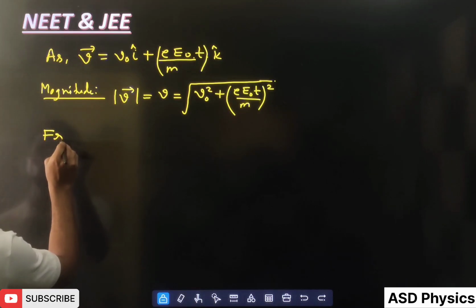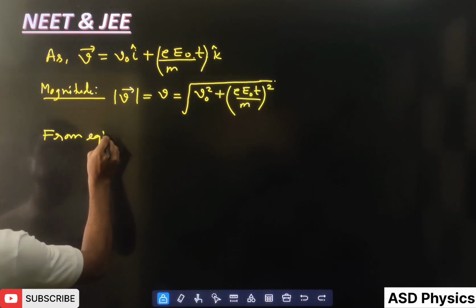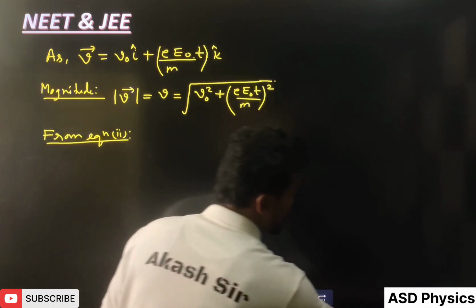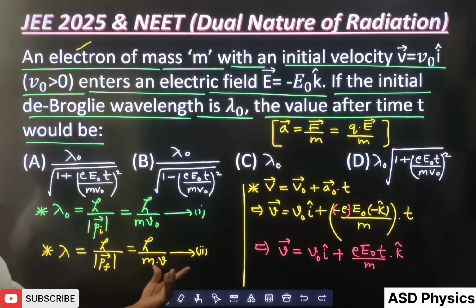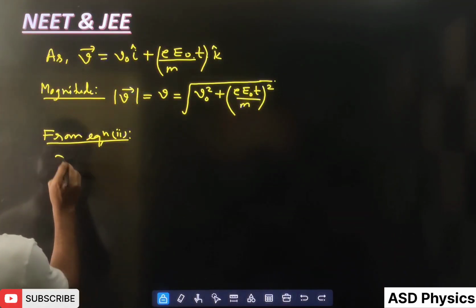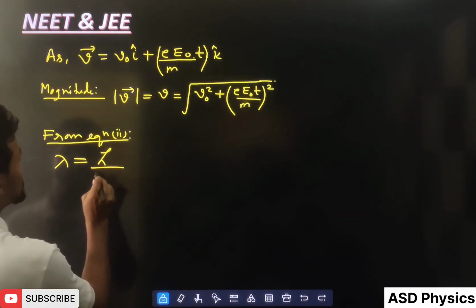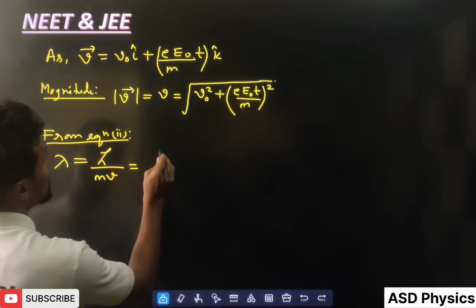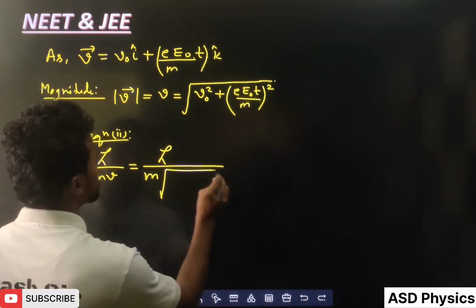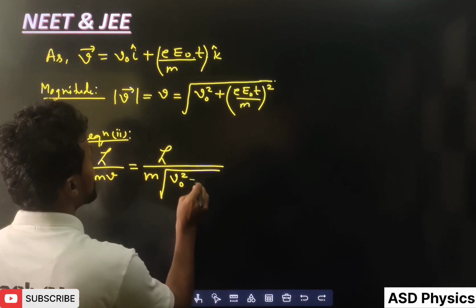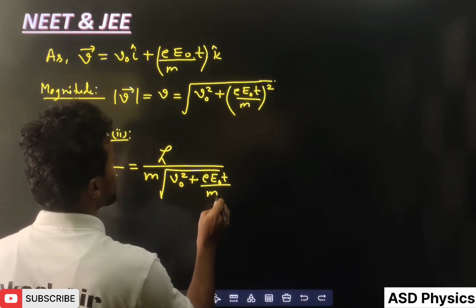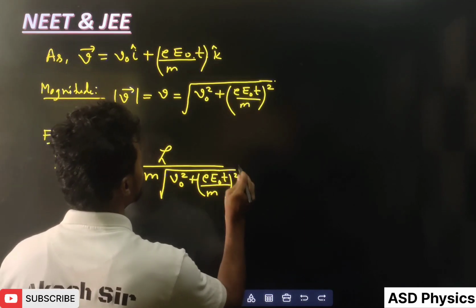Hence from equation 2, we can see from here, kindly see here, this is my equation 2. This I am going to use for the new wavelength. We know very well lambda equals h by mv. So h, m as it is, and v is given as the square root of v naught square plus E naught t by m whole square.